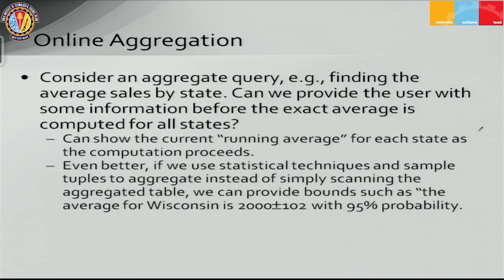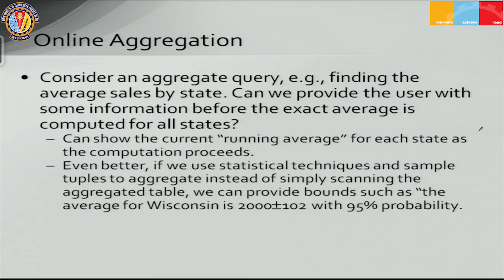So here we have this concept of online aggregation. Let me explain this by using an example. Consider an aggregate query, for example, finding the average sales by state. So calculate the average sales by state over a period of say 5 years. The question is, can we provide the user with some information before the exact average is computed for all states?